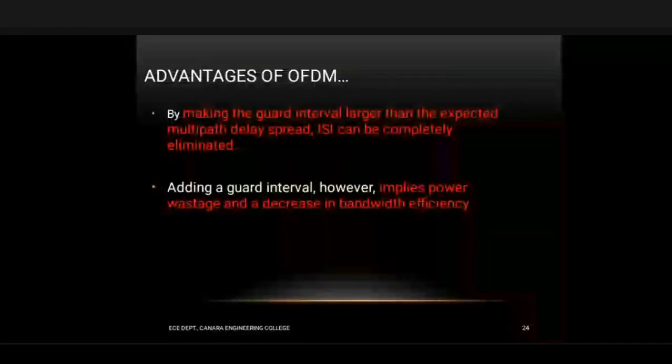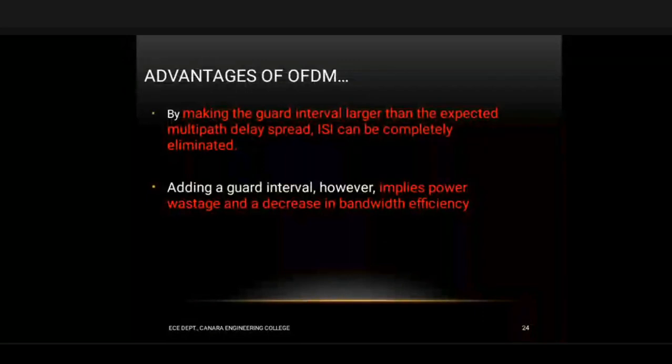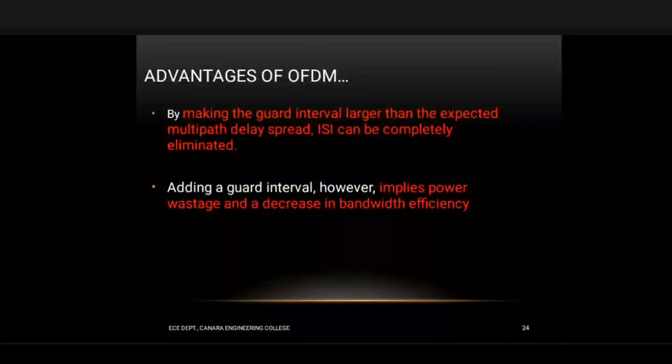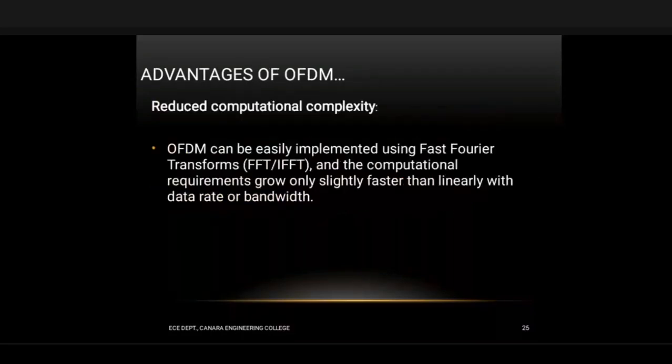Next, by making the guard interval larger than the expected multipath delay spread, ISI can be completely eliminated. Adding a guard interval, however, implies power wastage and a decrease in bandwidth efficiency. This is one drawback: bandwidth efficiency will decrease and power wastage will be more in OFDM. Okay, we'll come back to this topic later. So these are the things we should keep in mind.